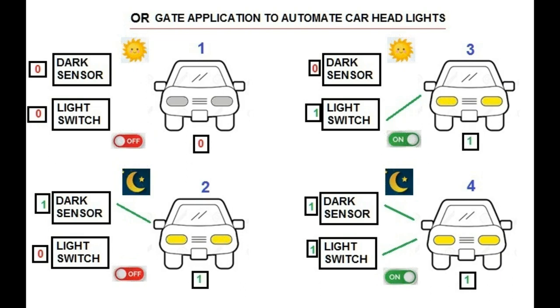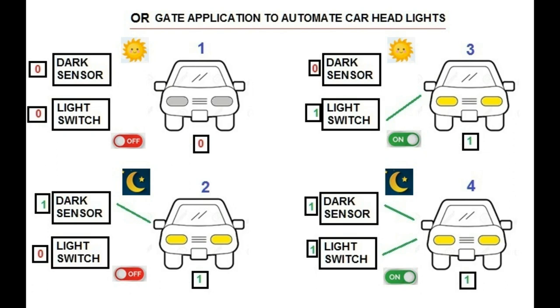Second mode, now the boss demands that lights should be on if it is dark, or if the switch is put on, or if both it is dark and the switch is on. Here we can use an OR gate. An OR gate ensures that output is high when either or both the inputs are high. Which means headlights will remain off only if both the dark sensor and switch are not active, else lights will be on.